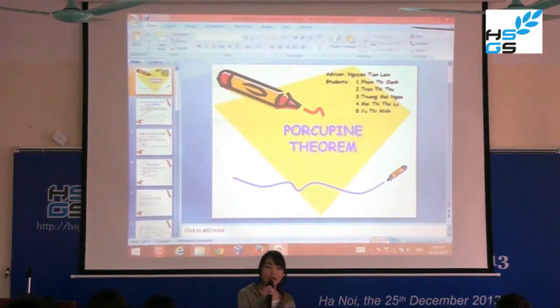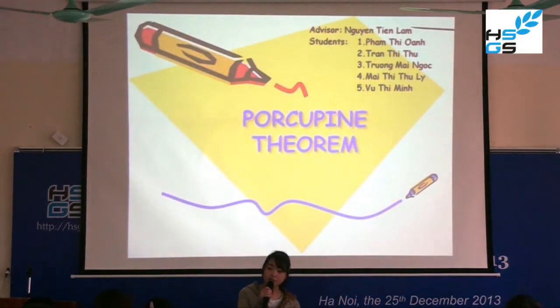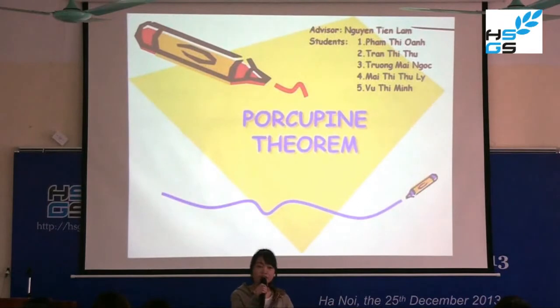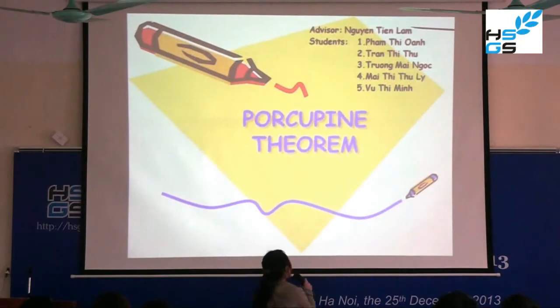Hello everybody. Let me introduce my group. We have 5 students from our class, 10A2 math class, and our advisor is Mr. Nguyễn Tiến Lâm. Our topic is the porcupine theorem. It's a famous theorem in geometry, and we use it in space geometry. And in this topic, we do it with a tetrahedron.